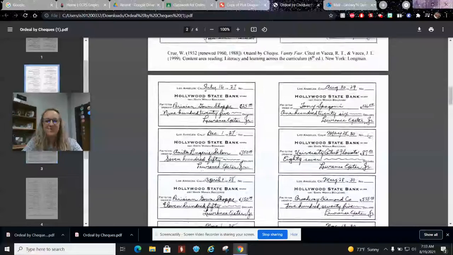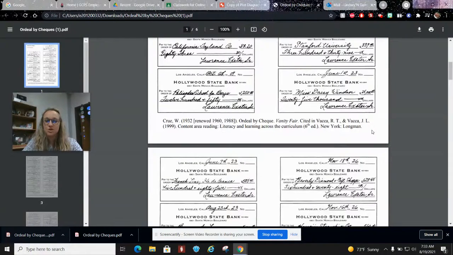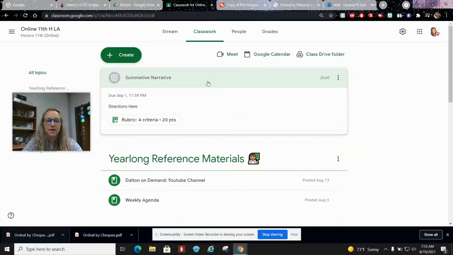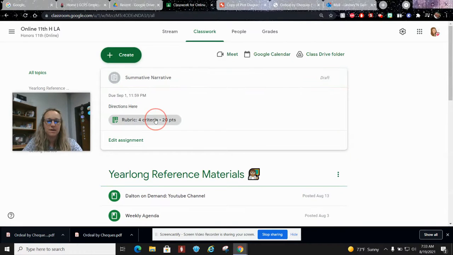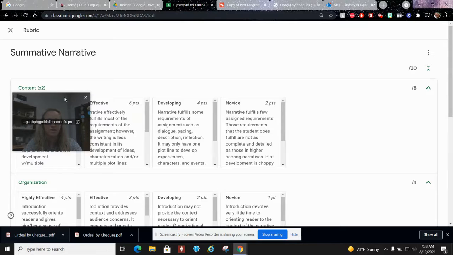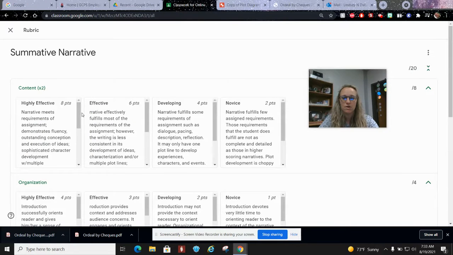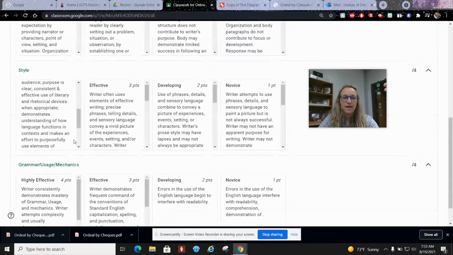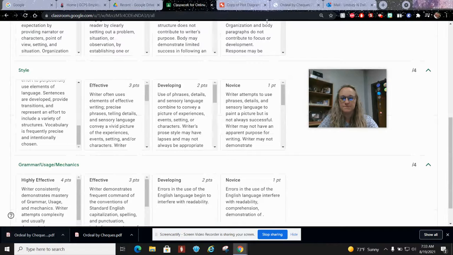And then your narrative, which I'm excited for, is going to be just creative writing, telling me a story about what you think happened in Lawrence's life. You'll be able to tell it from third person as a narrator or from first person as Lawrence. More details about the specific assignment will be coming when you can see it. Next week, you'll be able to see the rubric. It's just a general narrative rubric that we've used in the past, the county narrative rubric. So you're graded on the content of the narrative, organization, style, and then obviously your grammar and mechanics.